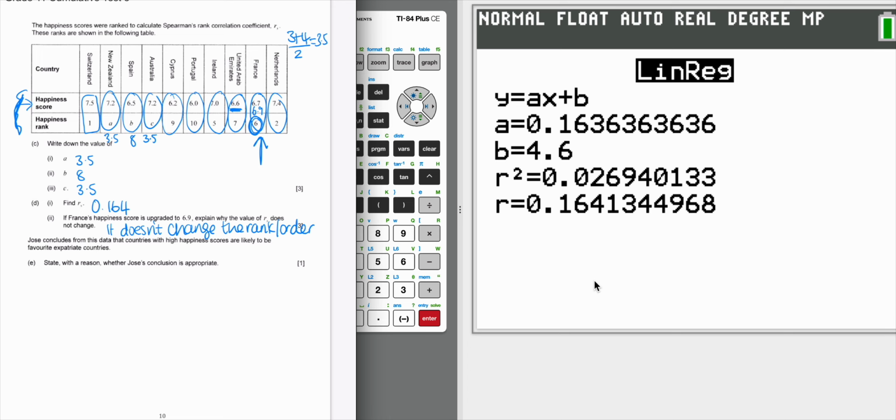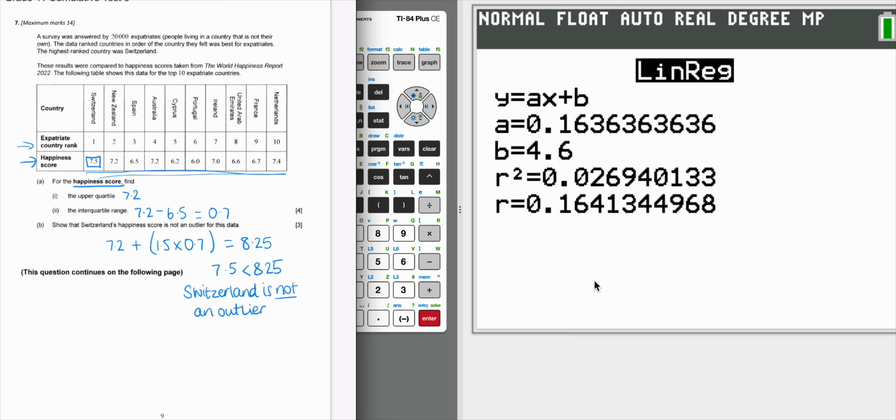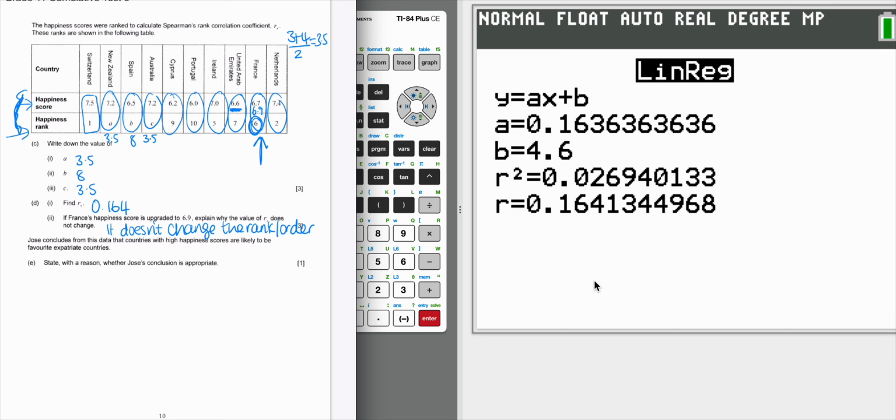And then Jose concludes that the data from the countries with high happiness are likely to be favourite expat countries. And we need to state whether that is an appropriate conclusion. So the high expat countries, he's suggesting should be the higher happiness rank. That means that there would be a positive correlation. So a higher of one would give a higher of the other. However, our correlation, yes, it is positive, but it's very, very low. So that suggests that actually the data is sort of all over the place, and therefore we can't come to that conclusion at all. So it's not appropriate.